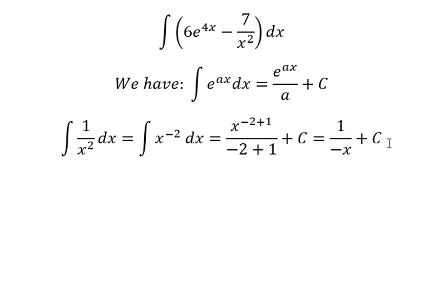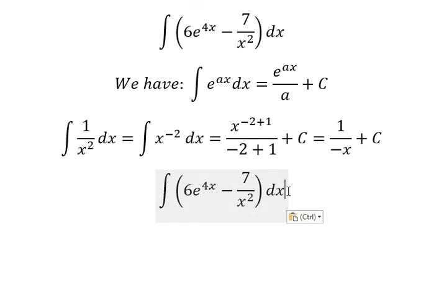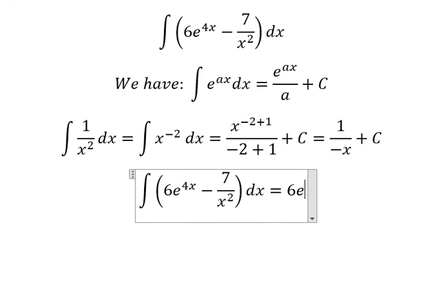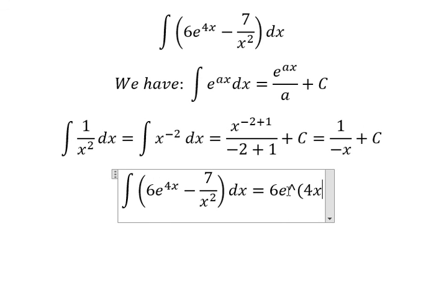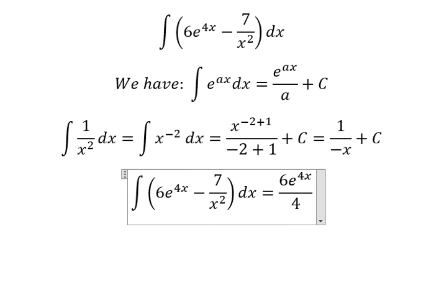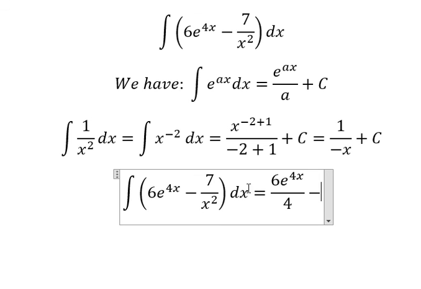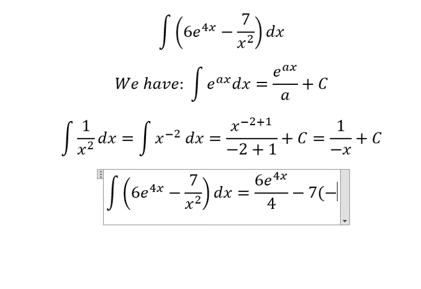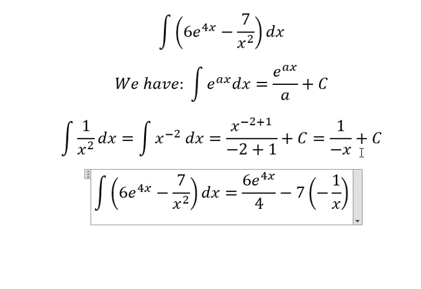And now for this one, we have 6e to the power of 4s over 4. Now capital A represents 4 in here. And the next one, this one you have negative 1 over s. That's it from here. And we put c.